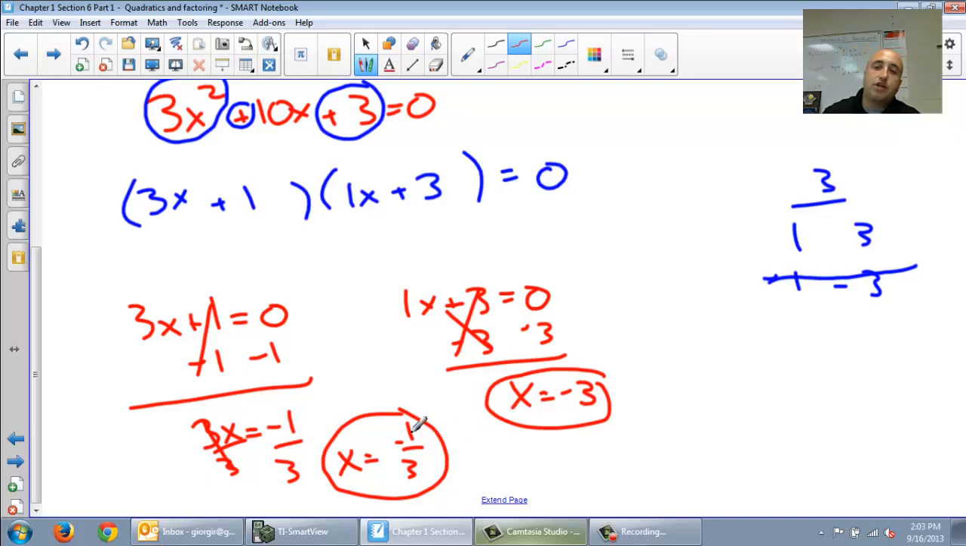Now, we went through that quickly. We'll make sure we do a little bit more review the following day, but that is a basic introduction to solving quadratic equations with factoring.